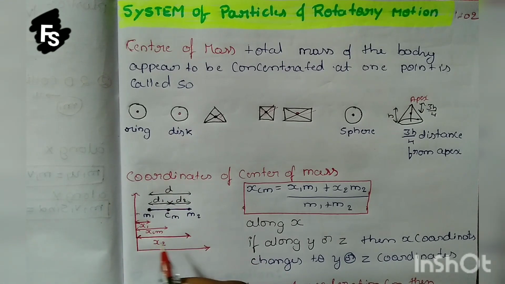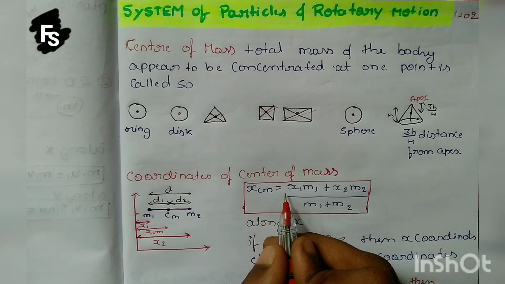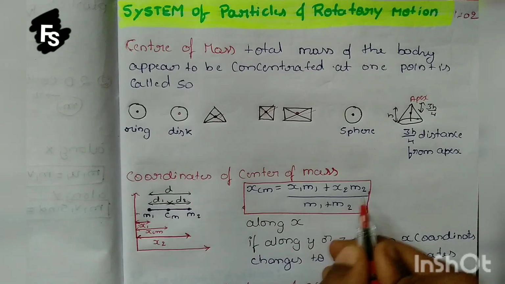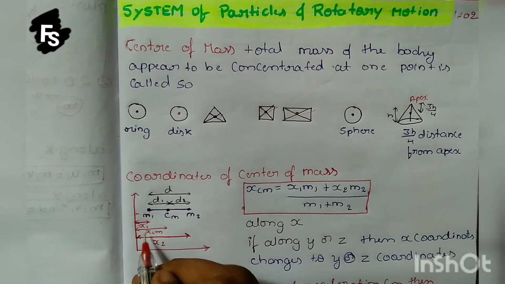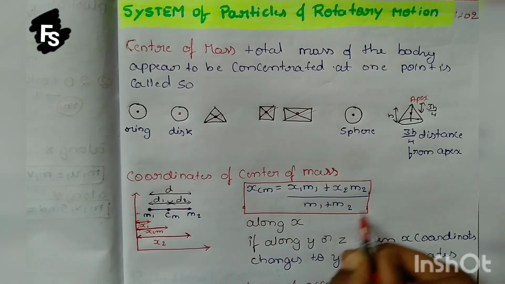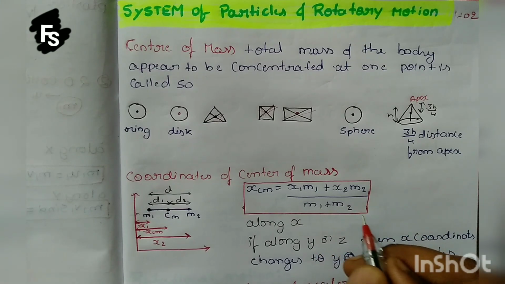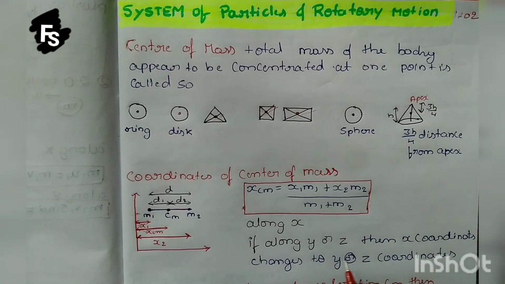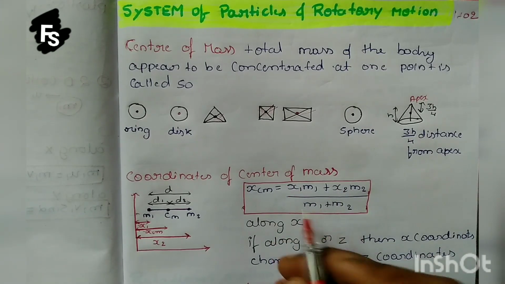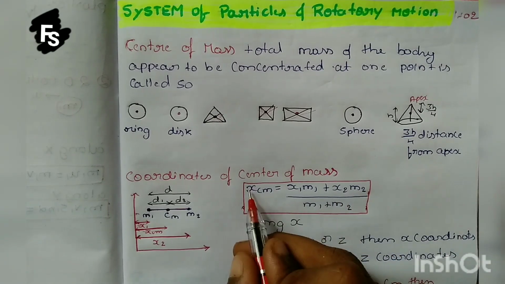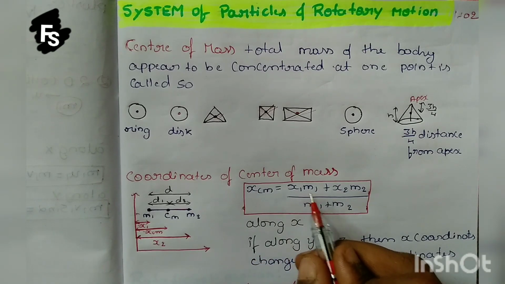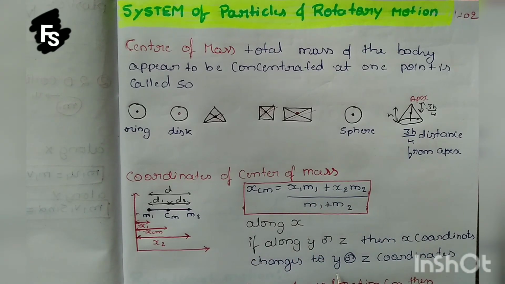How to calculate this? x center of mass is equal to x1 M1 plus x2 M2 by M1 plus M2. This is along the x axis. If along the y or z axis, then for ycm we use y1 M1 plus y2 M2 by M1 plus M2. And if you want to find zcm, it is z1 M1 plus z2 M2 by M1 plus M2.